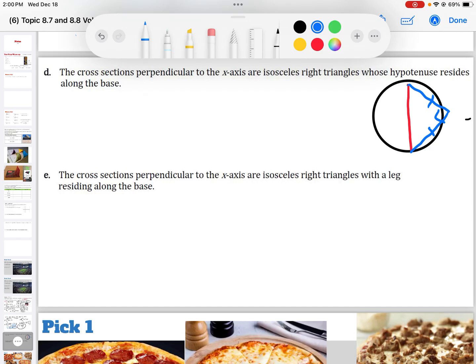All right, so I need to find the area of a triangle. The volume is equal to the integration from negative 2 to 2 of the area of a triangle, which is 1/2 base times the height. The base is going to be that red line distance, which is the same as it has been before. So I'm going to go ahead and write that in there. It's negative 2 to 2. The base is 2 square roots of 4 minus x squared.